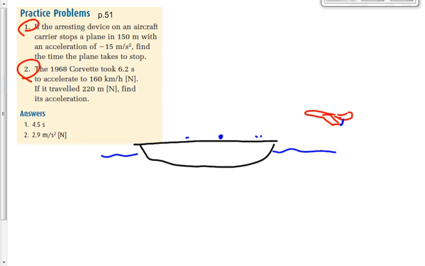Now, if they miss it, and if the airplane overshoots that cable, what happens? He just keeps going, right? He just takes off again and keeps going because he's going fast enough to do that. That make sense?